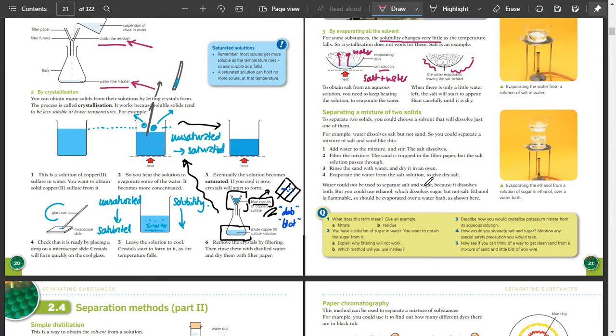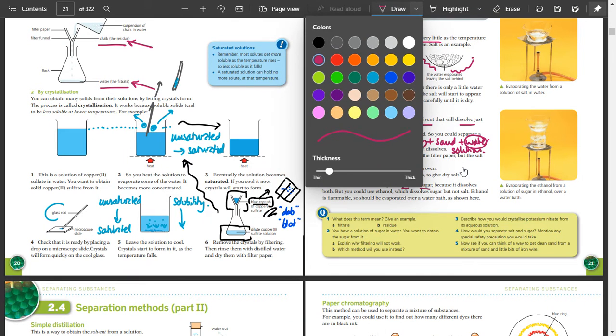Now, something that's quite unique for Cambridge is the separation of a mixture of two solids. If you need to separate a mixture of two solids, try and find a solvent that will dissolve just one of them. Okay, so classic example, salt and sand. If you add water, the salt combines with the water to form a solution, but the sand just stays behind.